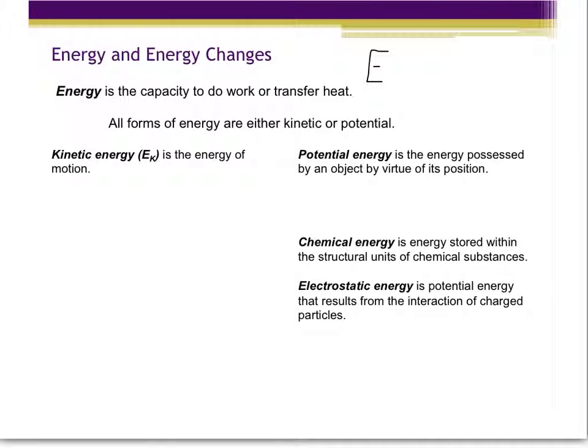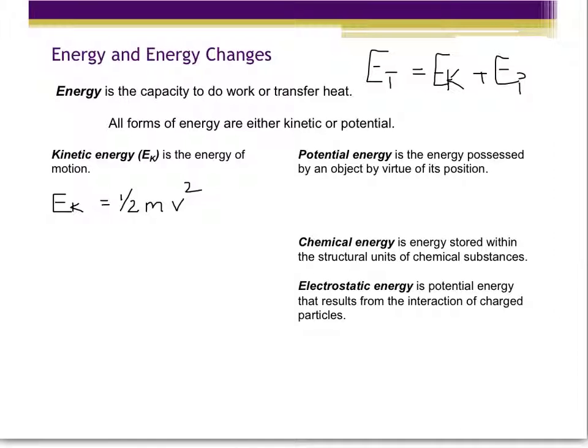So energy total is equal to the sum of the kinetic energy plus the potential energy. So breaking that down just a little bit further, we remember that kinetic energy is the energy of motion, and it is defined as 1/2 of the mass of an object times its velocity squared.